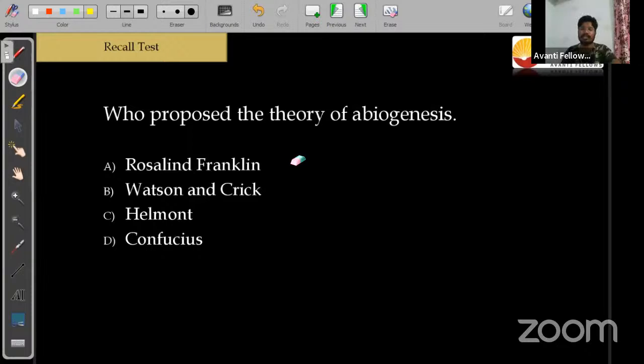Okay, then I'll be ending the poll now. Sharing the result with the people. Result is like, well, no one has chosen option A, B, and D. Option C is chosen by everybody, and that's the correct answer. So आसान सा सवाल है, von Helmont, abiogenesis. Let us move to the next slide.